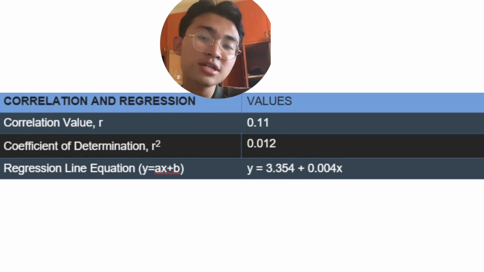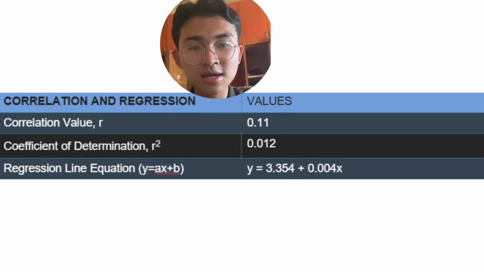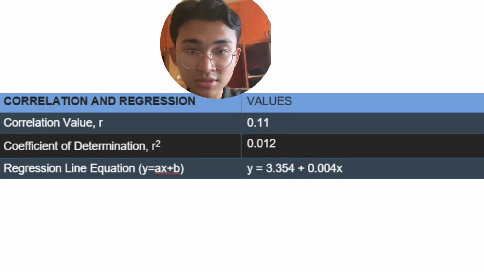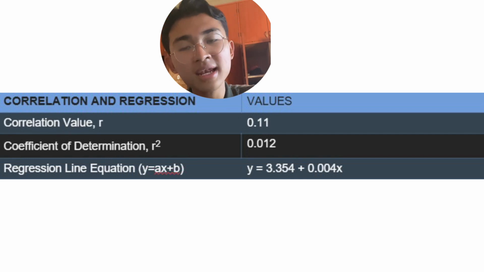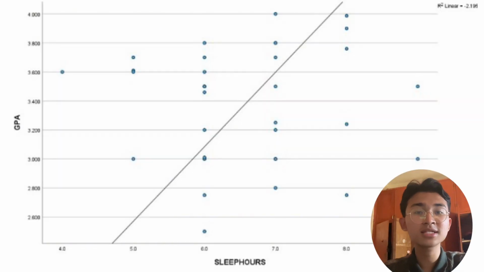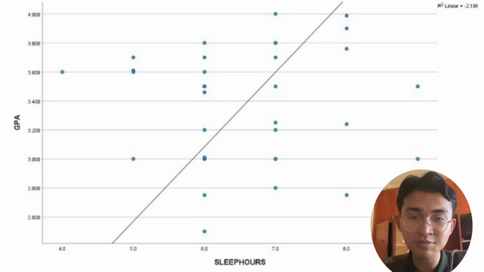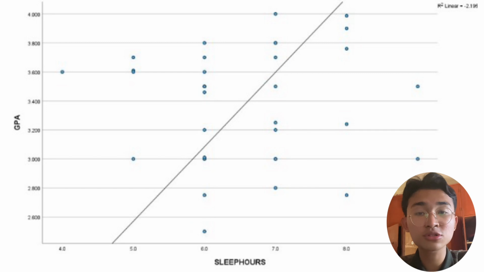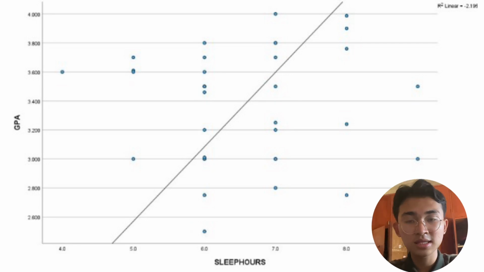Now, for the correlation and regression analysis, based on the respective values in the table that you can see on the screen, the regression line equation that we found is 3.354 plus 0.004x. As you can see on the scatter plot diagram, we can conclude that the data has a positive linear relationship between the sleep hours and GPA of the students. Moreover, the diagram also shows that these two variables have a very low positive correlation. That's all for my part.